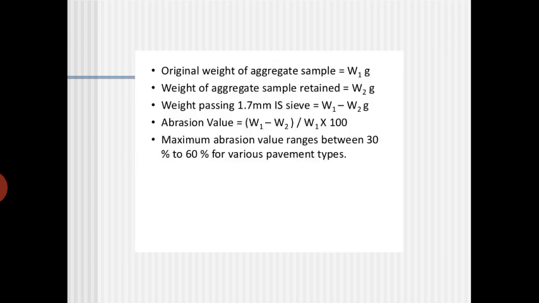So then how are we going to calculate it? The original weight of the aggregate sample before adding to the Los Angeles machine, but make sure that it is completely dried when you are taking it, that is W1. Then the weight of the aggregate sample retained, that is W2 grams. Then the weight passing the 1.7 mm IS sieve is equal to W1 minus W2 grams. So the abrasion value can be calculated as W1 minus W2 divided by W1 into 100. So then you will get it in percentage itself.